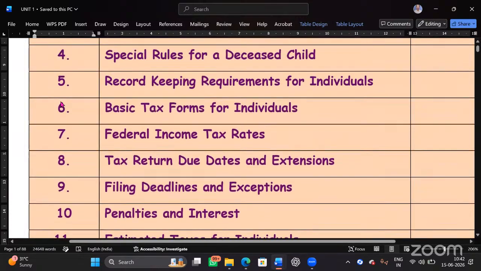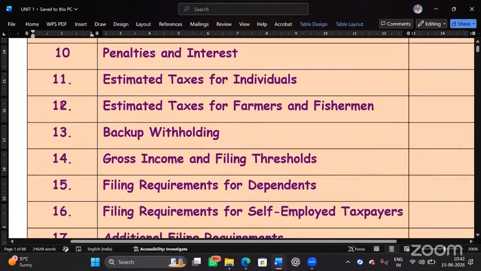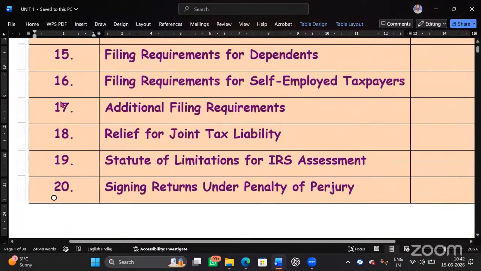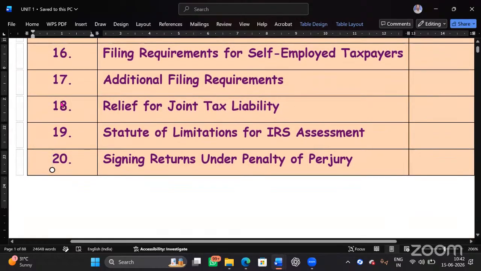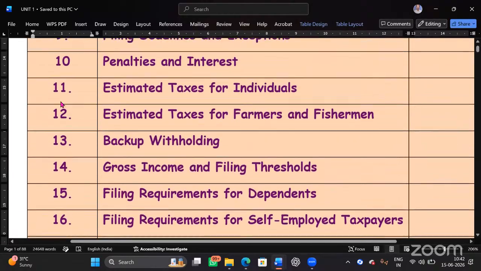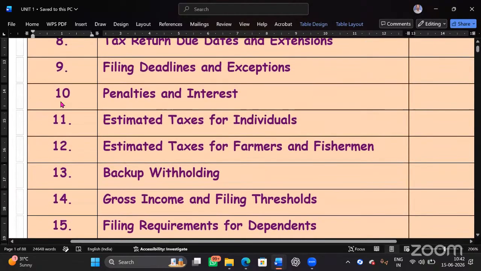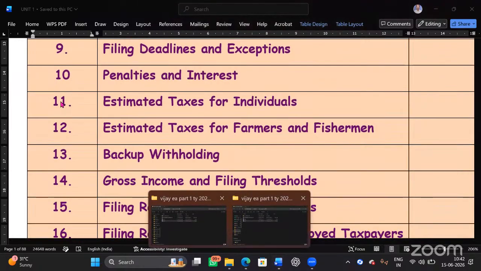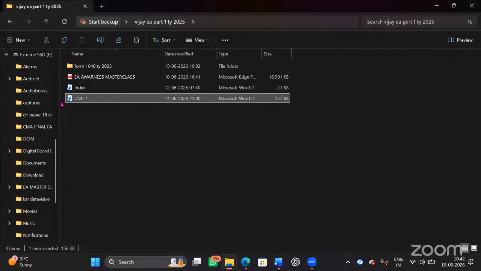The due dates, extensions, what the federal income tax rates are, what the penalties and interest are if we miss the payment on time. Gross income, net income, and what kind of payment terms. There are 5 types of taxpayers. The 5 tax filing statuses, can anyone note them down or remember them? Individual.